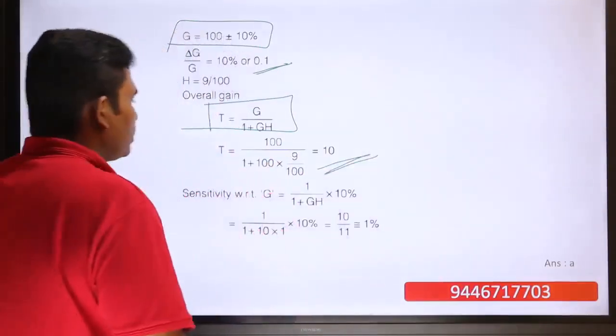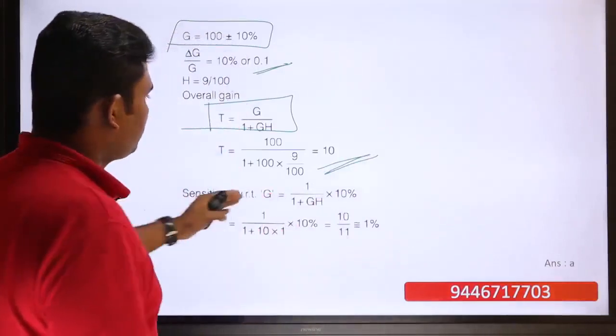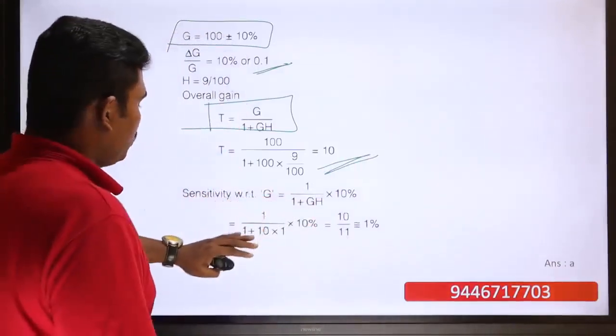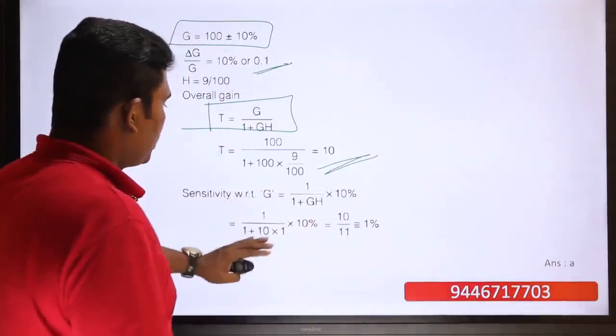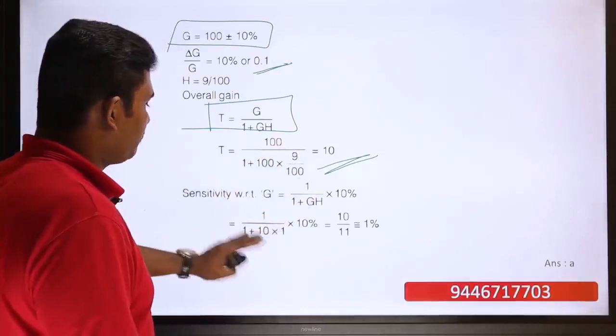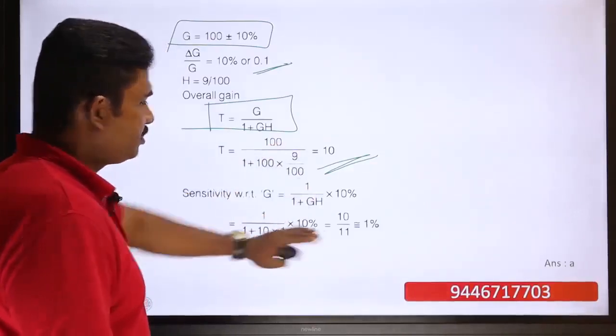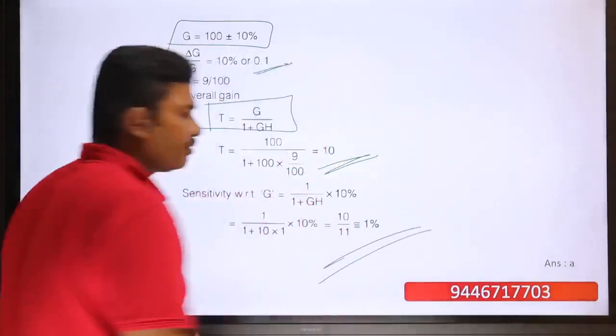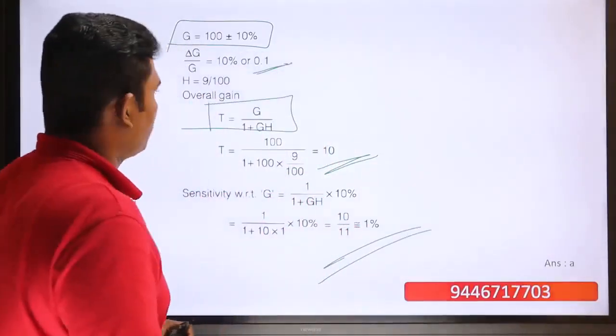Okay. So what is our sensitivity? Our sensitivity with respect to G is 10%. So it is 1 divided by 1 plus GH, that is 1 divided by 10, into 10%. What is the overall sensitivity of the system? The overall sensitivity of the system will be 1%.